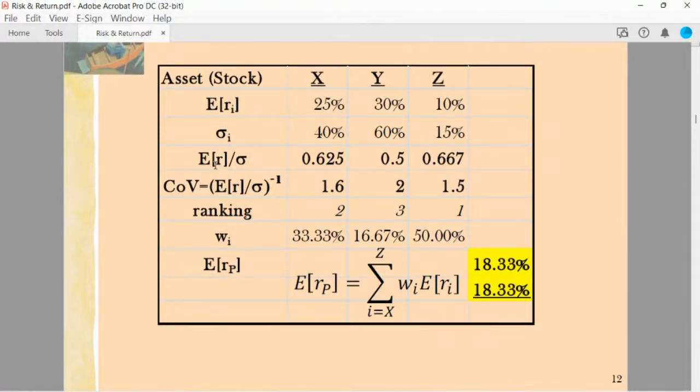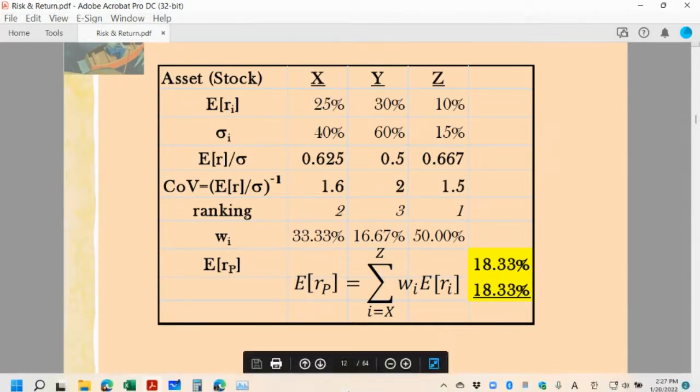We will then use the return risk ratio. This is called dividing expected return by standard deviation, so it can be called the mean return risk ratio, or the mean standard deviation ratio.